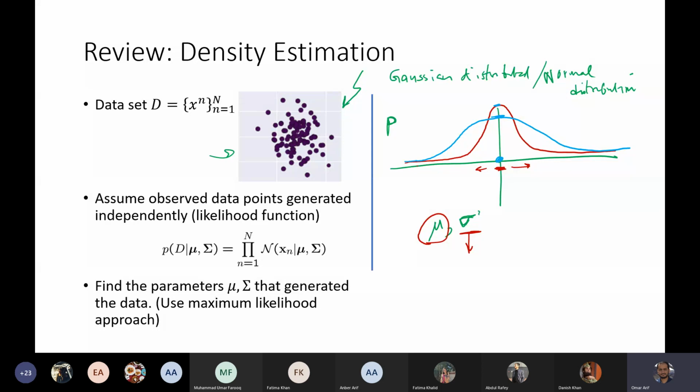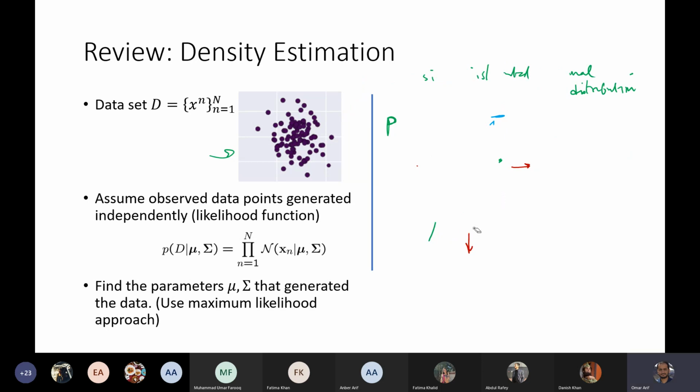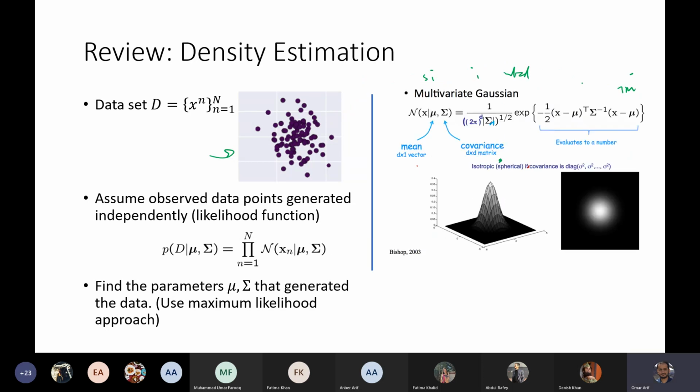So if the standard deviation or variance is large, then the maximum height would decrease accordingly. This is in the case of a 1D distribution. In the case when you have 2D data points, you are going to get a shape like this.